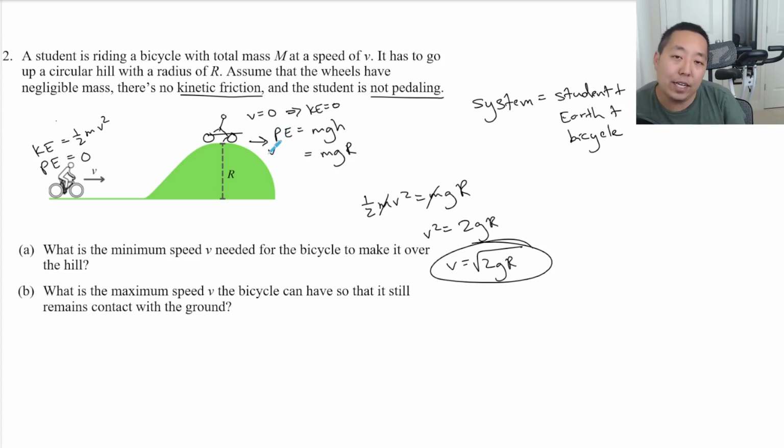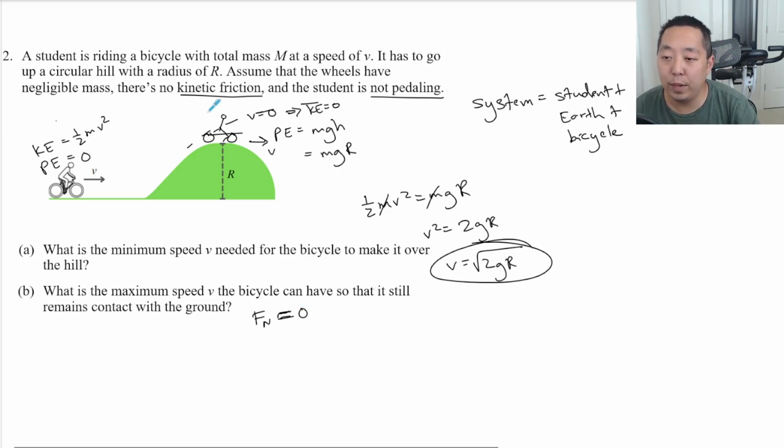Now, why is there a maximum? What happens if I go too fast is you lose contact. You'll just launch off, like a ramp, right? So how do we handle it so we remain in contact with the ground? If you want to just barely maintain contact, that means the normal force is about 0. When you're barely touching the ground, the ground can't push on you, so the normal force is 0.